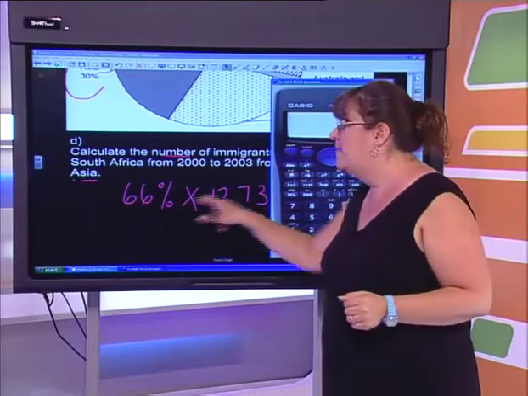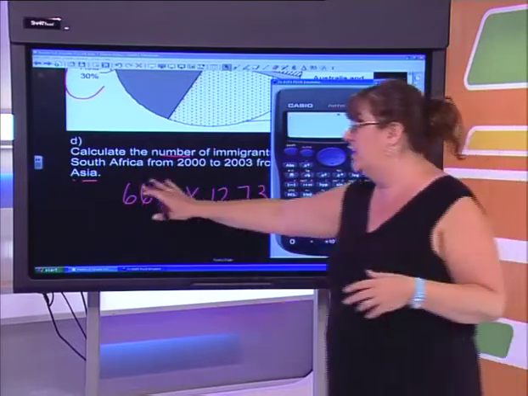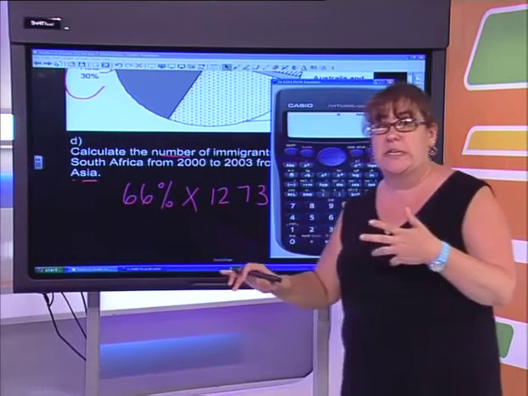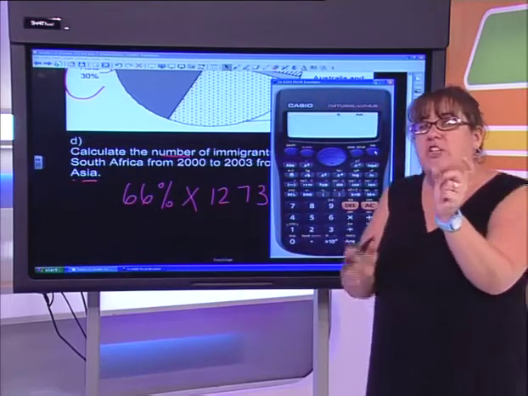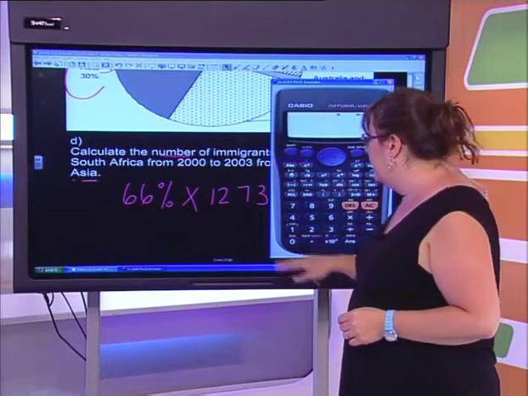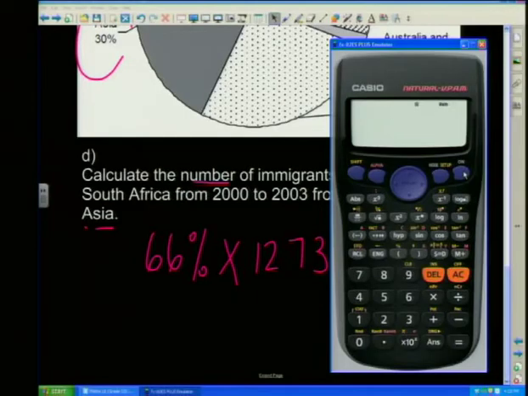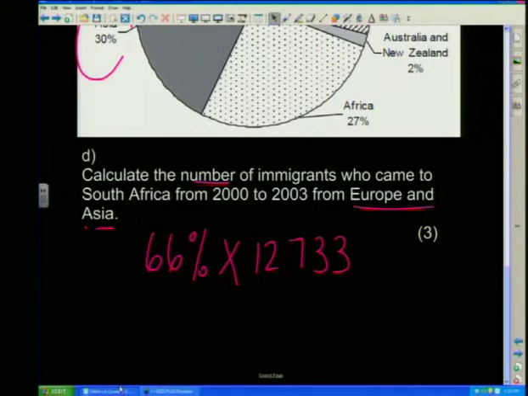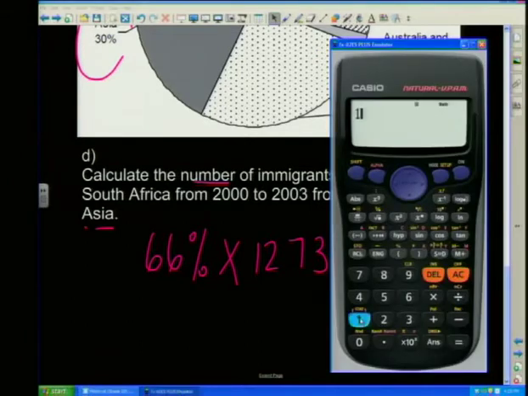So when it comes to percentage, some calculators you can type in the 66% first, and other calculators you need to actually type in the number first. So I'm going to calculate the number first. So it was 12,733, and then times by 66%. That's not a percent. Shift and percent.